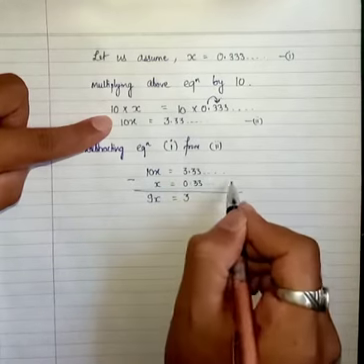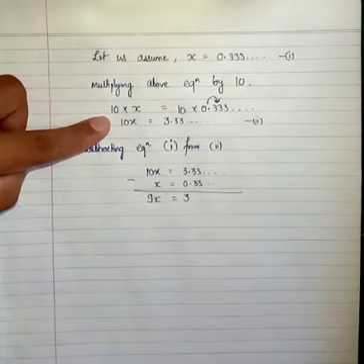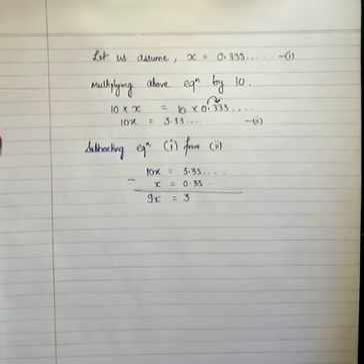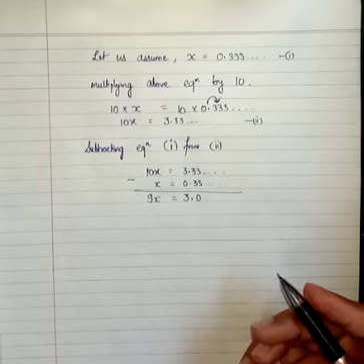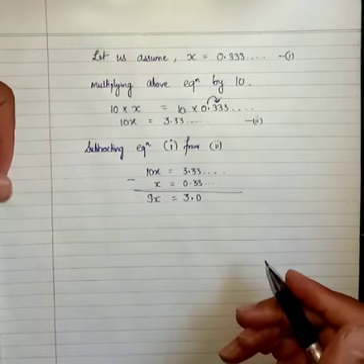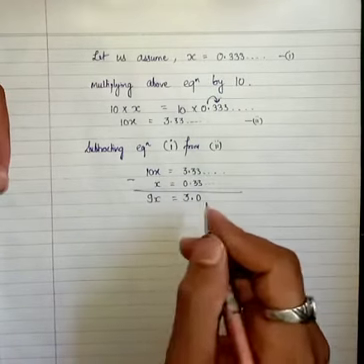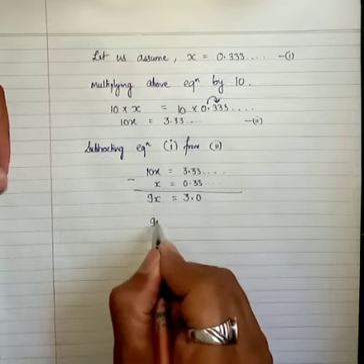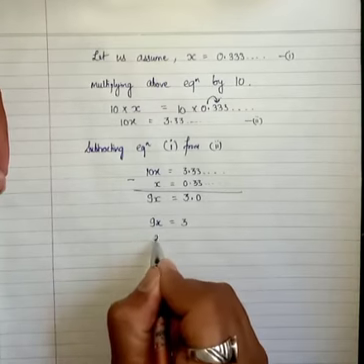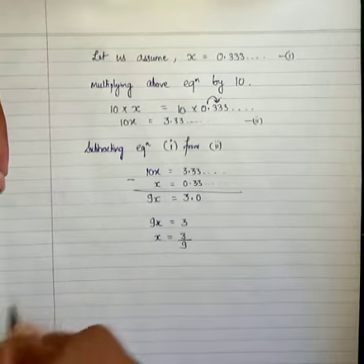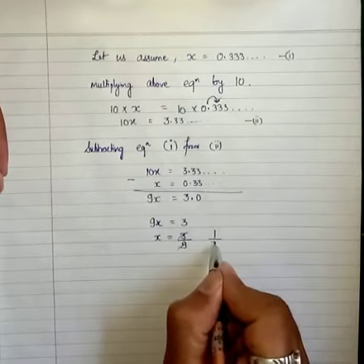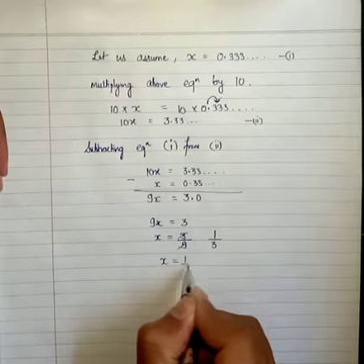On subtraction you will get 0 after the decimal. I can write 3.0, which is 3 only. So 9x is equal to 3. So x is equal to, since it is in multiplication form, the 9 will go to the other side. 3 ones are 3, 3 threes are 9. So x is equal to 1 by 3.